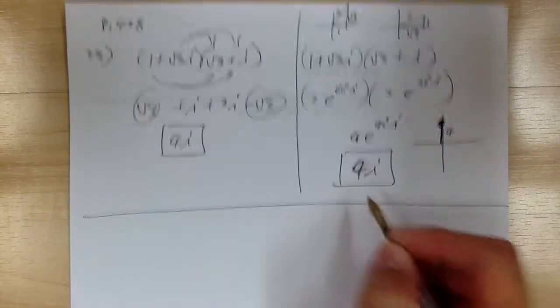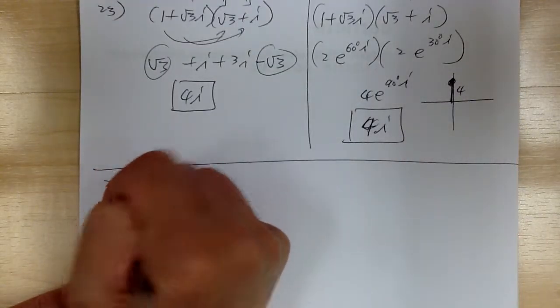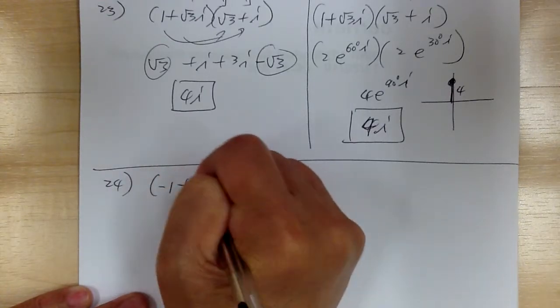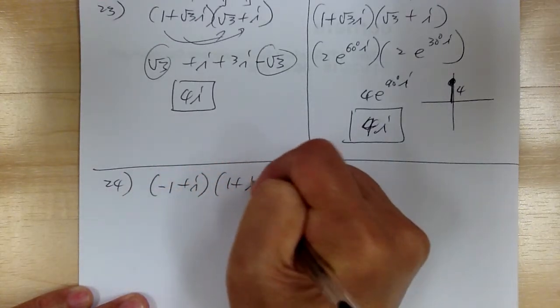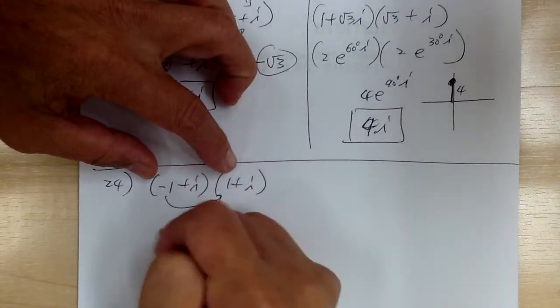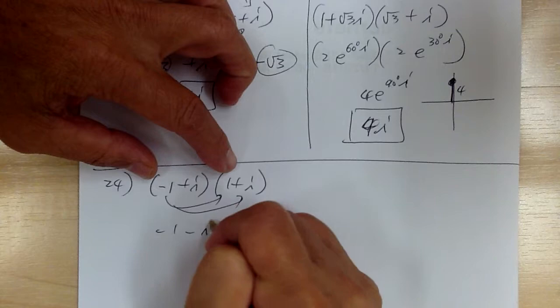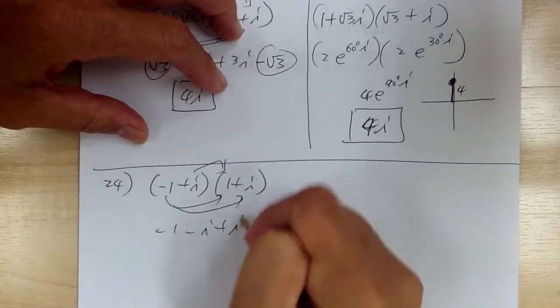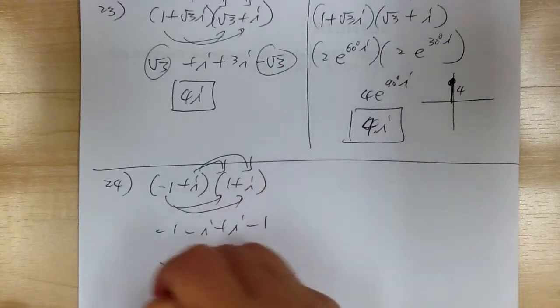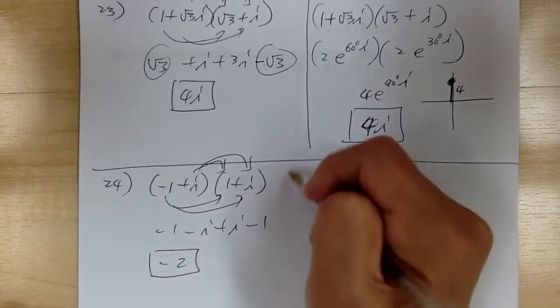Okay, number 24. You have negative 1 plus i and 1 plus i. Okay, so when you multiply by distribution, it's negative 1 minus i. This one you get plus i minus 1. And these cancel out, so you end up with negative 2.